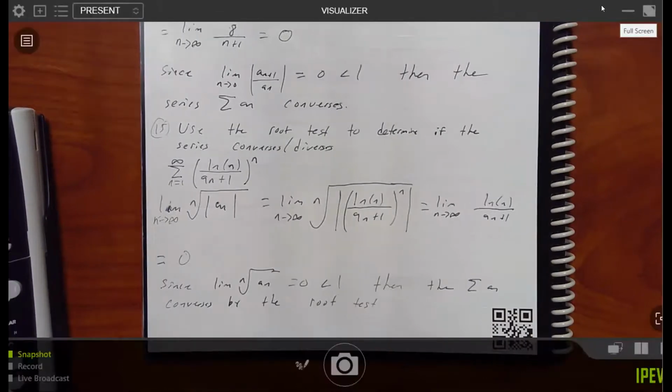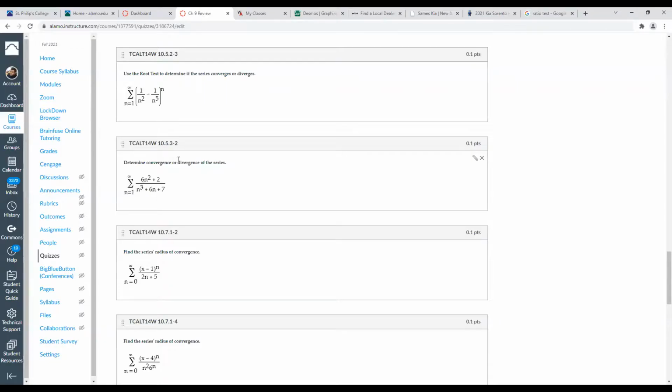No questions on that one? All righty. Let's see, next one's another root test. Okay. This one's a, look, well, you guys look at this one. It's no longer telling you what test to use. What would you use?